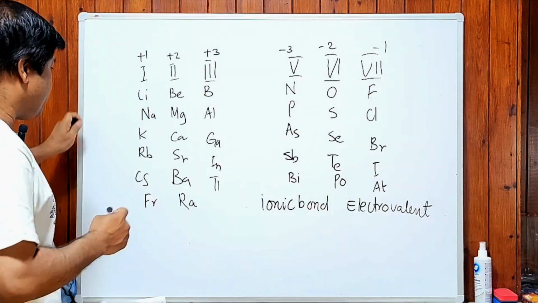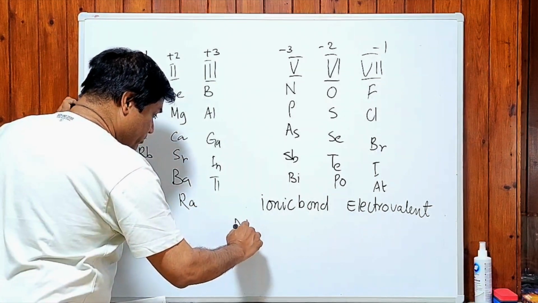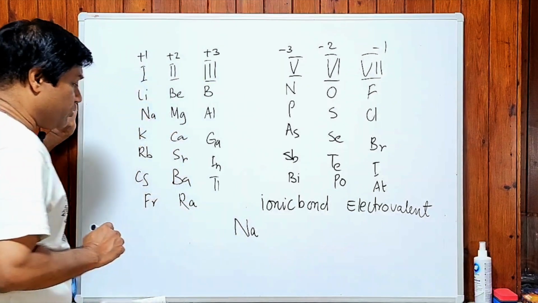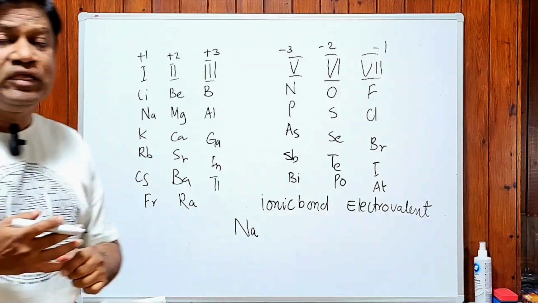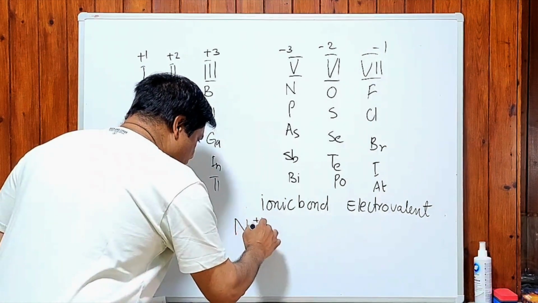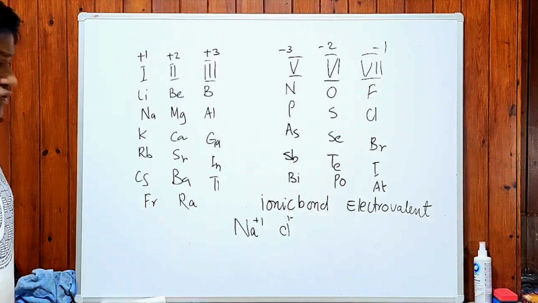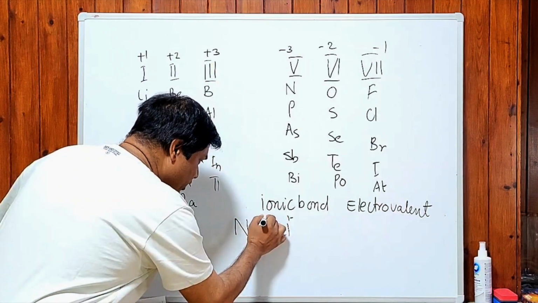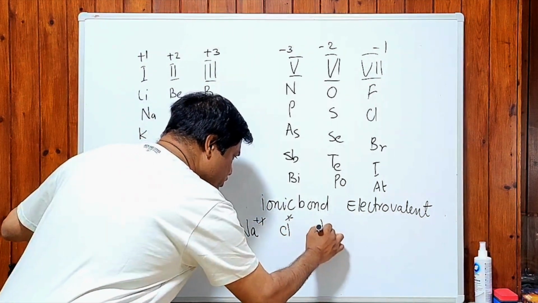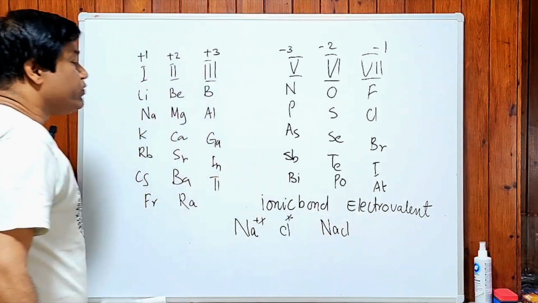Look at that. I'm taking sodium. You can take any metal. Sodium is from group 1, so sodium can easily lose one electron, so it becomes a positive charge. And chlorine gains one electron, so it becomes a negative charge. So plus 1 and minus 1 cancel. So what's the formula of sodium chloride? NaCl.